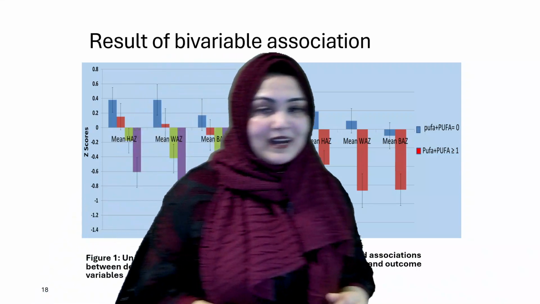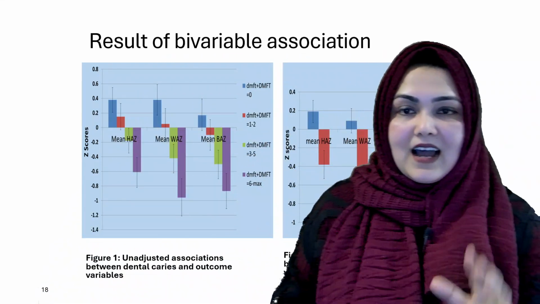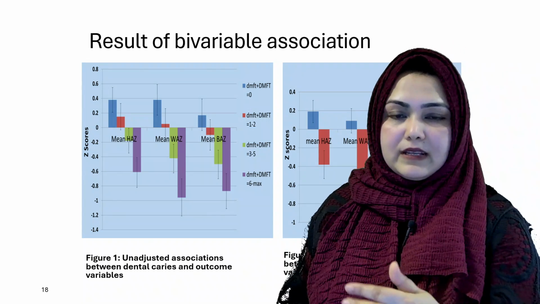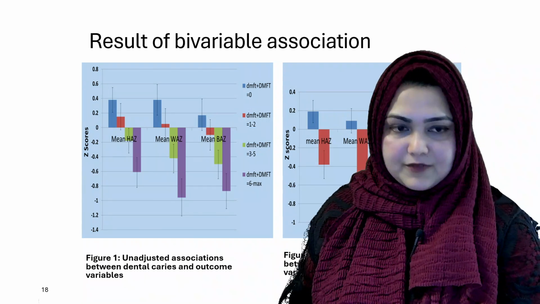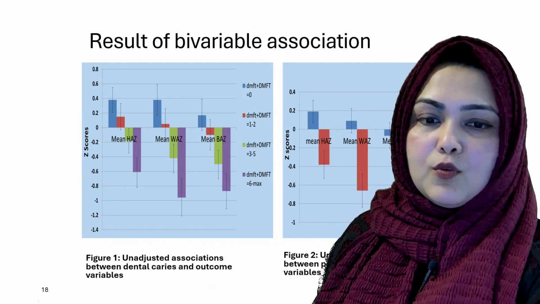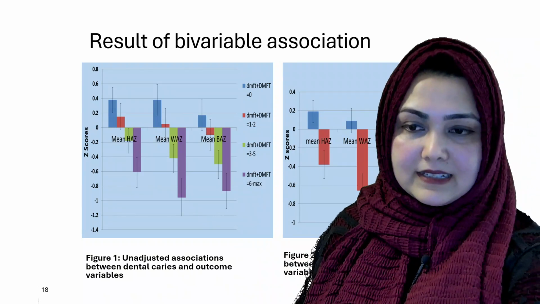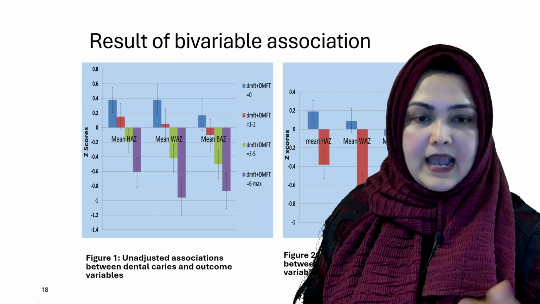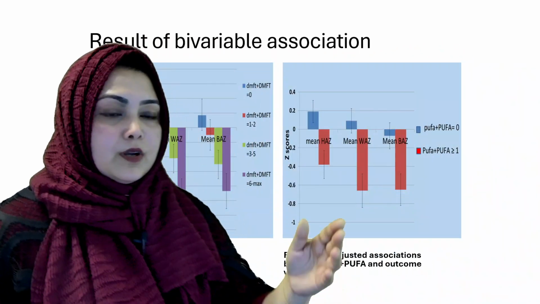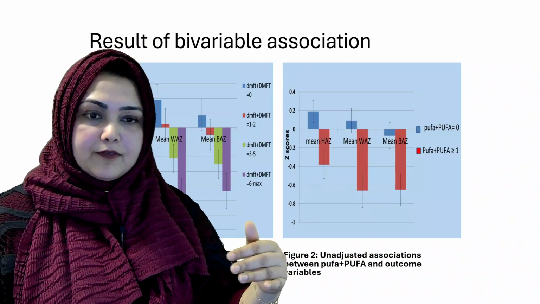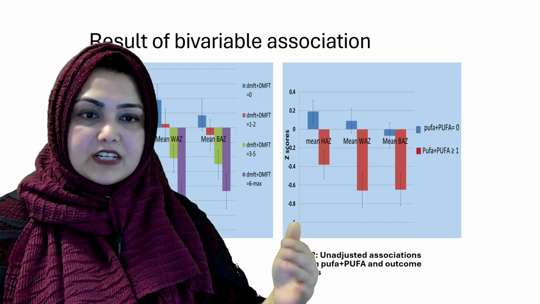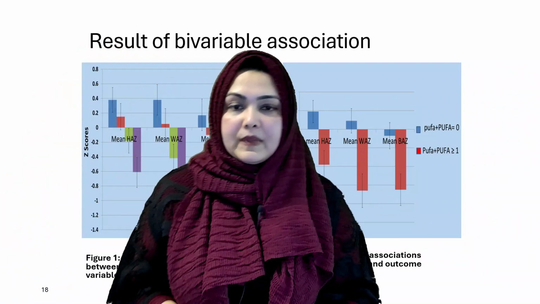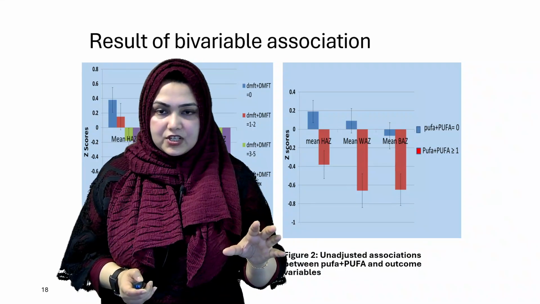So let's see the main findings. This is the unadjusted bivariate association. So in this study, we identified that children who have a higher DMFT score tend to have lower height, weight and BMI, and the same was the case for PUFA. Children who have pus, ulceration, fistula and abscess tend to have lower height, weight and BMI. So this was the bivariate association.